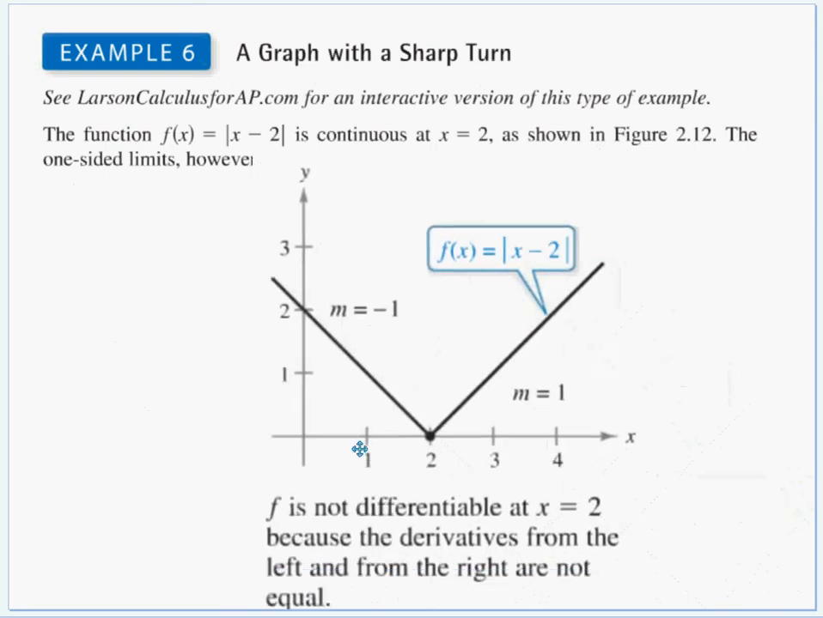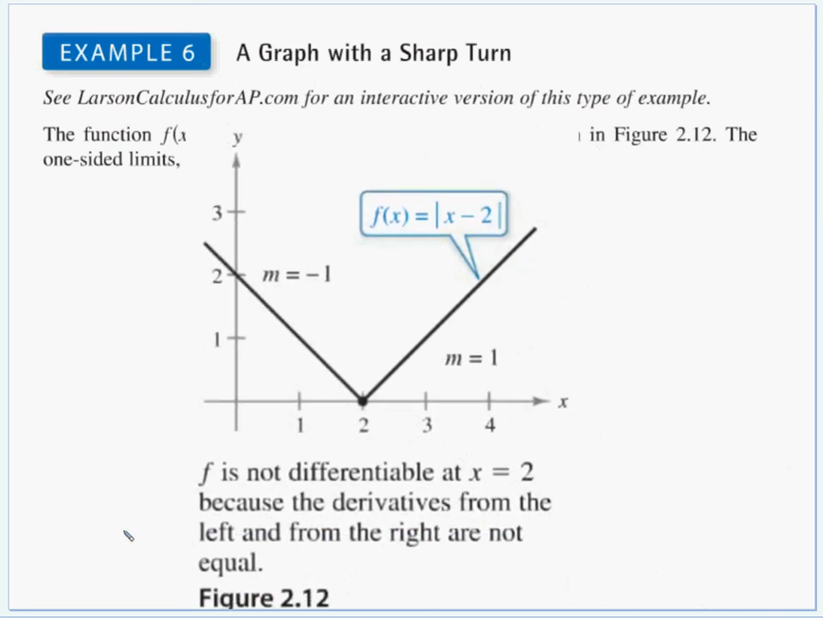Here's what our graph would look like. Remember, derivatives tell us about slope. As we come in from the left, our slope was negative 1. When we got to point 2, on the right of that number, our slope is positive 1. So our derivative from the left and the right were different.